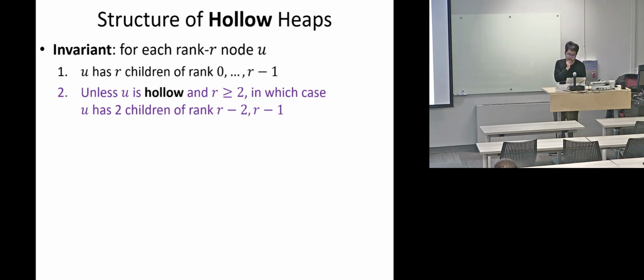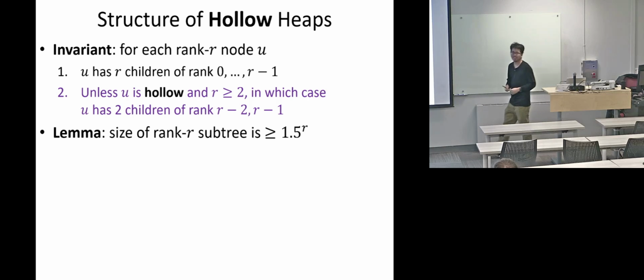Now I claim that this is an important claim. Previously, we had that a rank R subtree in a binomial tree will have size 2 to the R. But now this is not quite a binomial tree, but I still claim something useful. That is, the size of a rank R subtree will have size not 2 to the R, but 1.5 to the R. So it still grows exponentially.